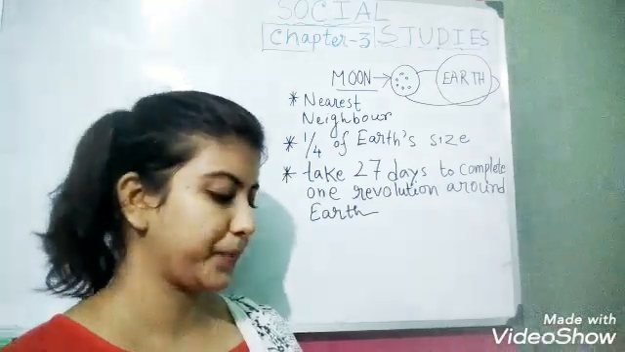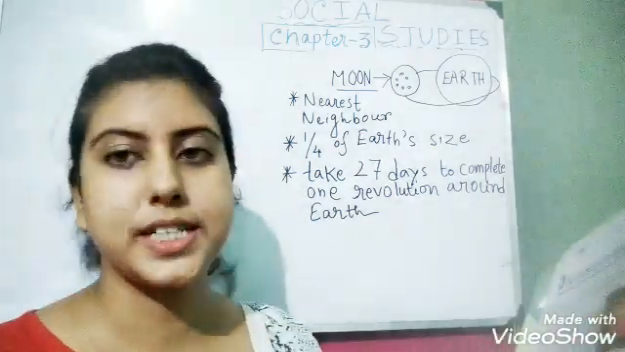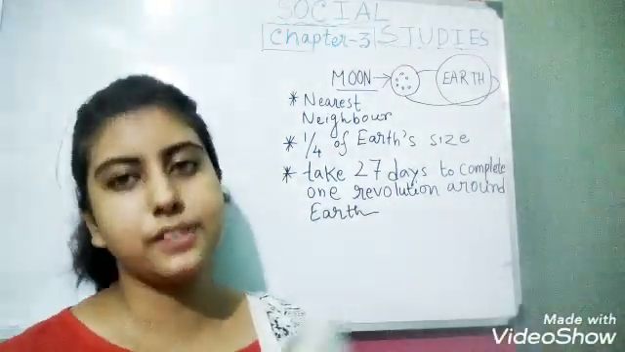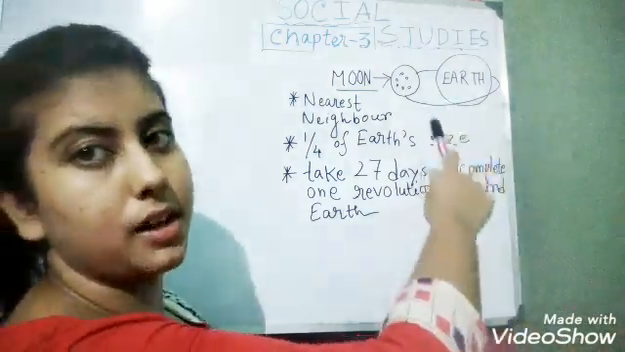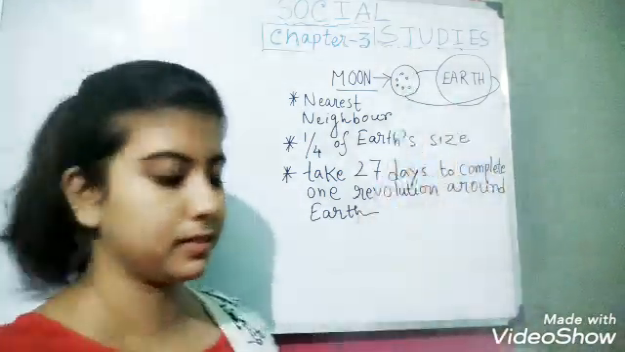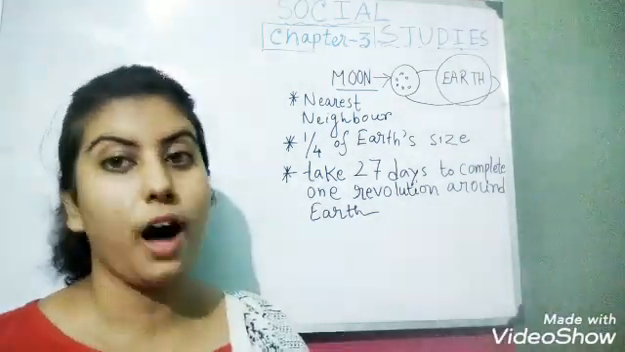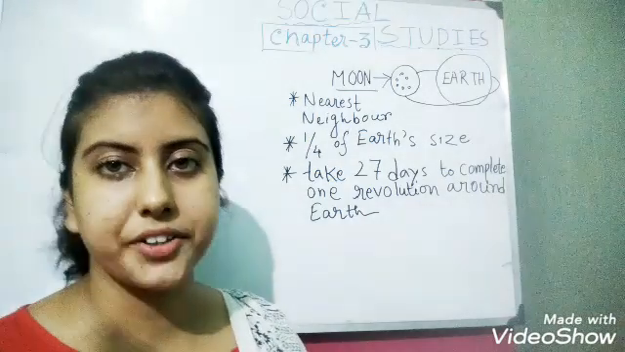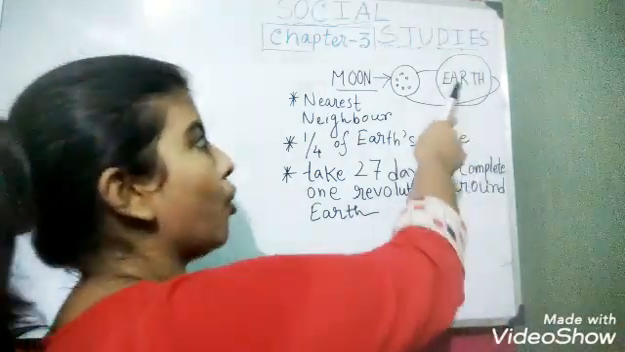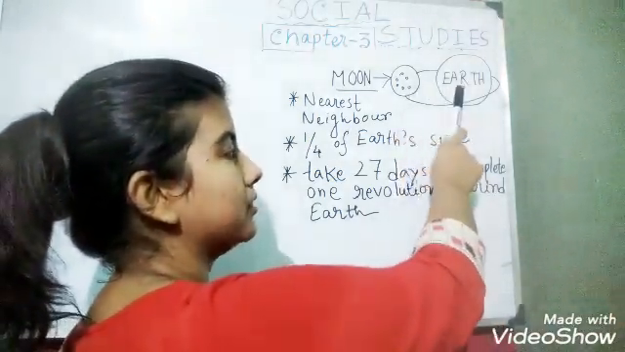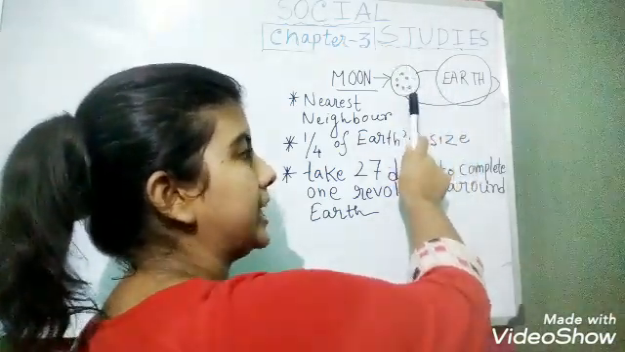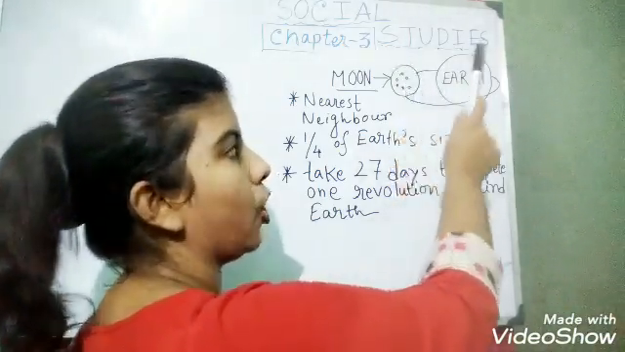The moon is round like the sun. As you can see, the moon is round in shape. It is the nearest neighbor of the earth. The earth is so close to our moon. So, the moon is the closest neighbor of the earth.